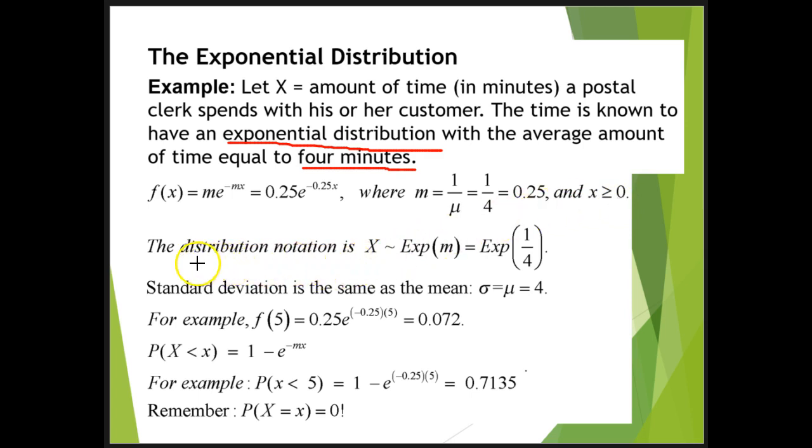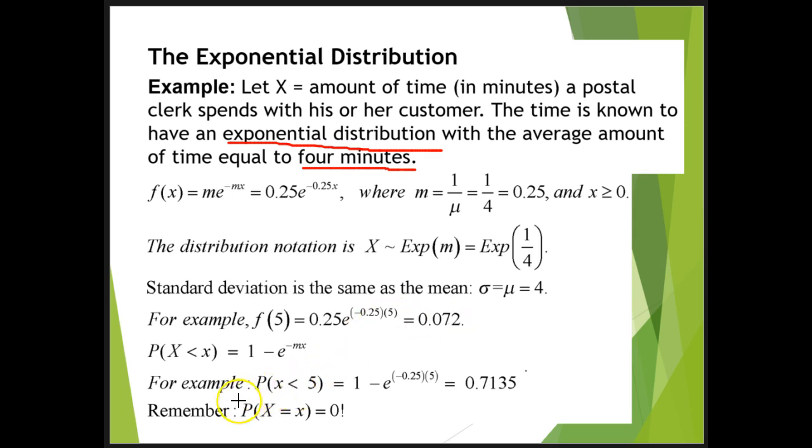Here is how we rewrite the distribution notation. So x is an exponential distribution of 1/4. The standard deviation, remember, is the same as the mean, which equals 4 in this case. So if we say, for example, we want to find f of 5, then we plug it into this equation up here. We do our calculations, and we get 0.072.